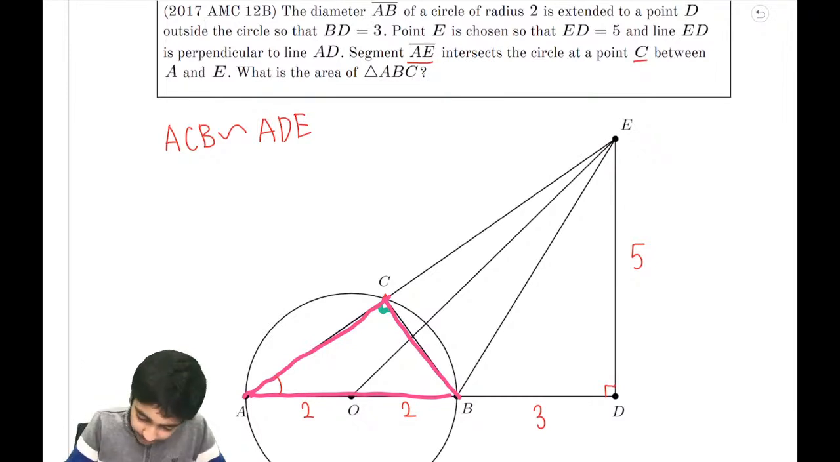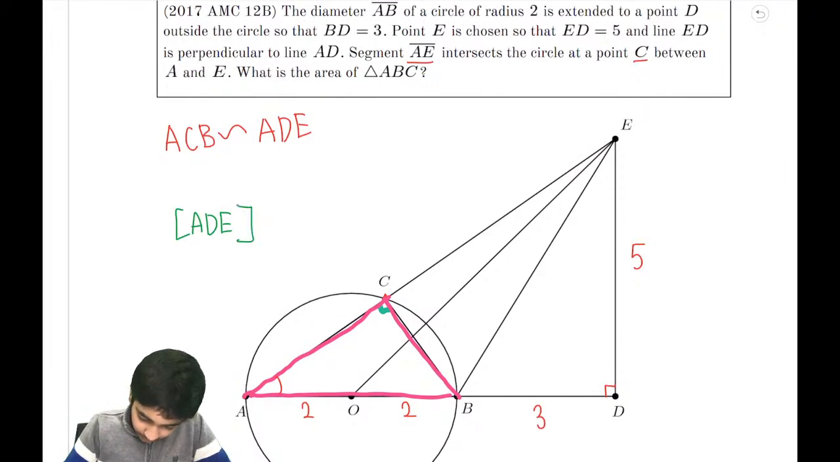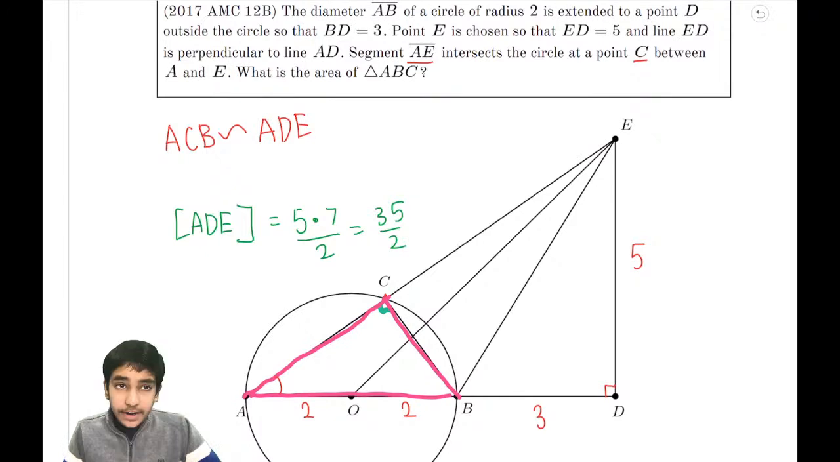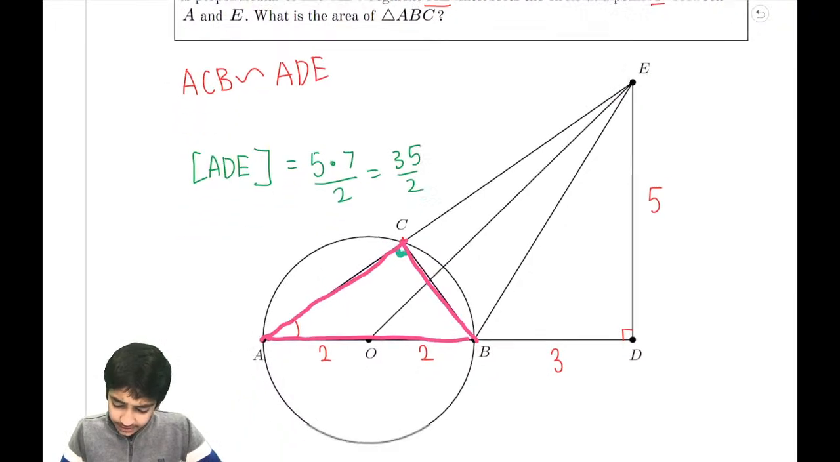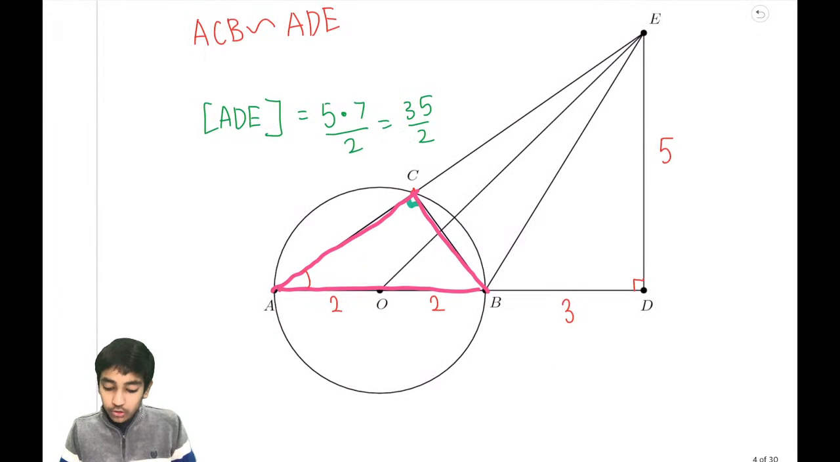Well, first note that the area of triangle ADE is simply equal to 5 times 7 divided by 2, which is going to be equal to 35 over 2. So the area of ADE is 35 over 2. Now, how can we find the area of ABC? Well, we know the triangles are similar, so now we need to look at the scale factor between the two triangles.